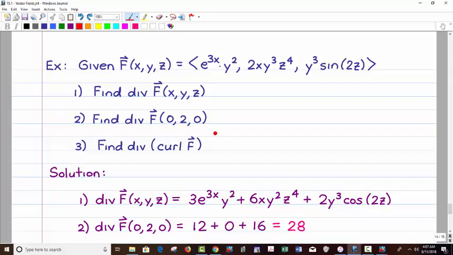Now I plug (0, 2, 0) in there. I trust you can do that, okay? E to the 0 is 1, don't forget. Cosine of 0 is 1. So I end up with 28.